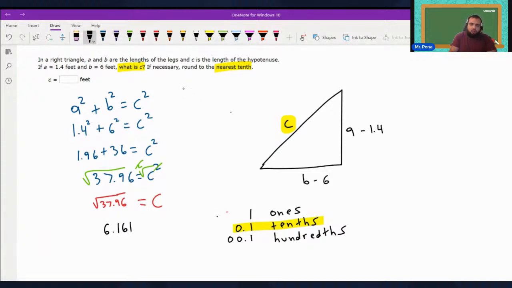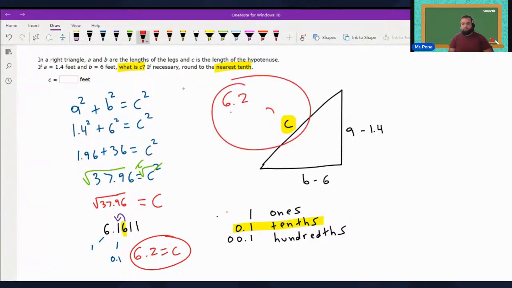6.16, etc. That 6 is the ones place. The 1 there is the tenths place. So we're going to take the 6 and that converts the 1 into a 6.2. This becomes 6.2. And that is our final answer.